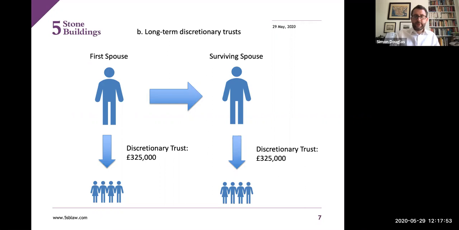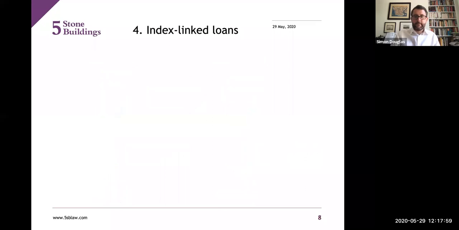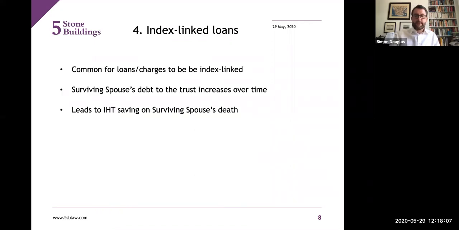Okay, so those are two examples of when you might want to use a nil rate band discretionary trust. Next, I'm going to talk about index-linked loans and the issues that arise from these. When nil rate band discretionary trusts are established, it's a common practice for the loan or the charge to be index-linked.